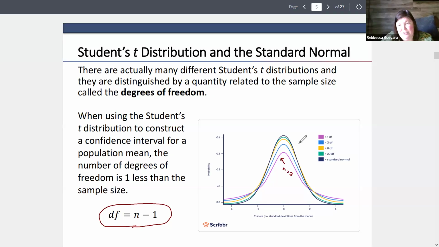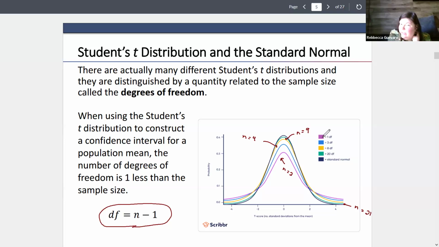The blue line is 3 degrees of freedom, so my sample size was 4. Then we have the yellow, which is 8 degrees of freedom, so my sample size was 9. The green line is 20 degrees of freedom, so my sample size is 21. But as you're seeing, as the sample size changes, so does the shape of the curve.